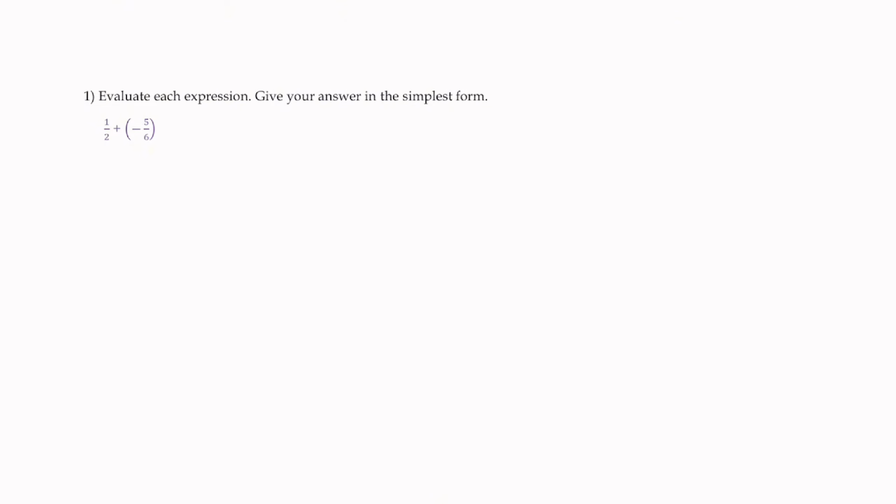Question 1. Evaluate each expression. Give your answer in the simplest form. How do we resolve this? First and foremost, do you see here we have plus and minus. So we are going to open up the bracket, and the rule states plus times minus equals minus. Hence this becomes 1 over 2 minus 5 over 6.